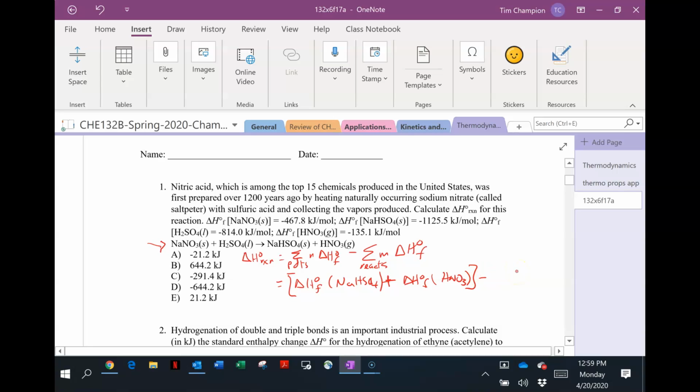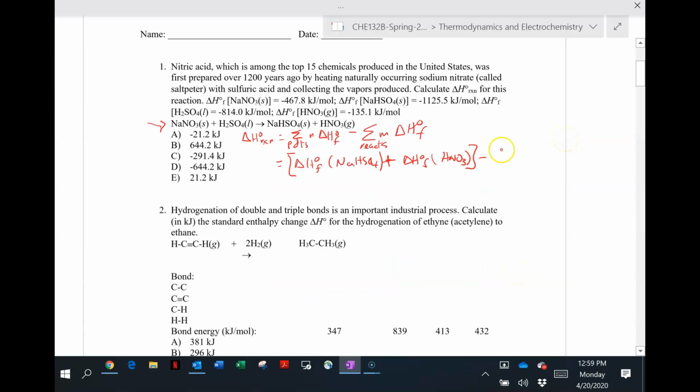And then we're going to subtract from that the sum, which I'll put in big brackets here, of the delta H sub F of the sodium nitrate. And then we add to that the delta H sub F of the sulfuric acid. And again, I haven't paid attention to the states here, but it is usually important to do that. Now, this is really not that hard. You just have to keep your signs all straight.